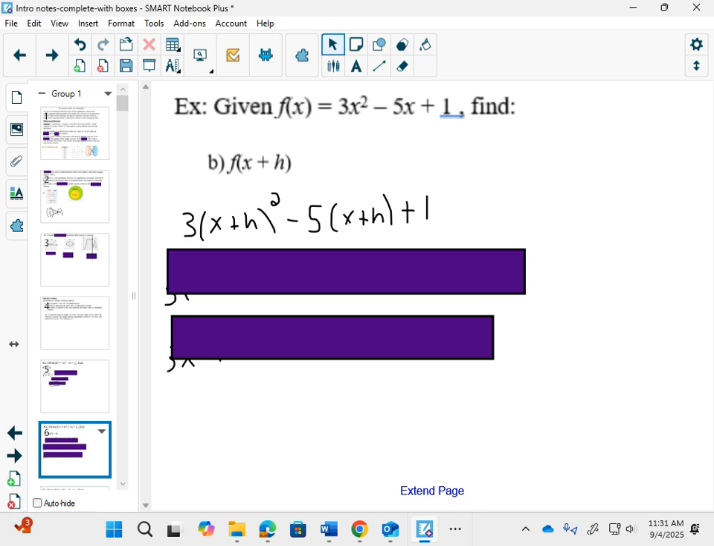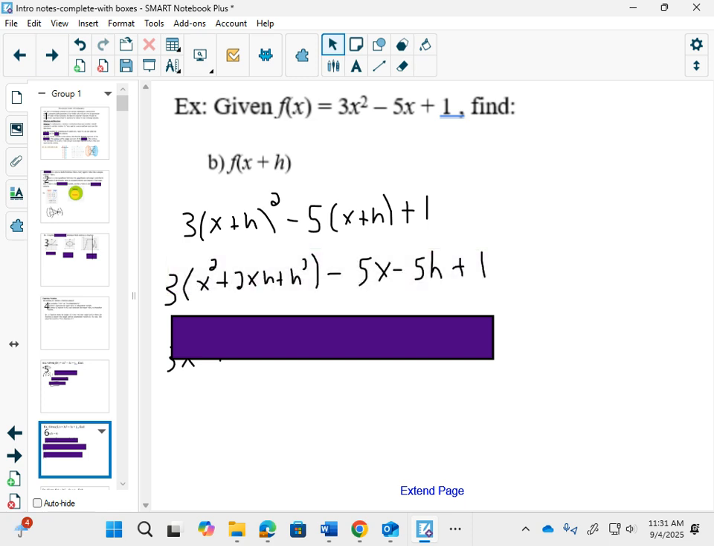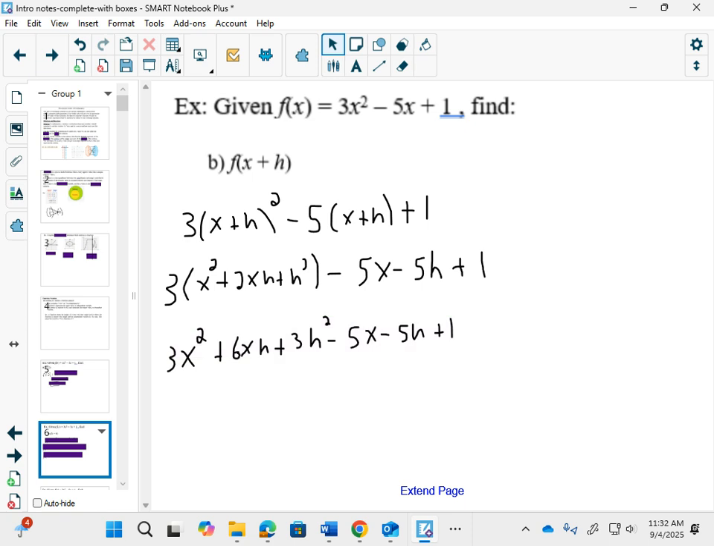f of x plus h gets squared, minus 5 times x plus h. And then we would have to do order of operations. So you would square the x plus h, and then multiply out. And you get this big, crazy thing: 3x squared plus 6xh plus 3h squared minus 5x minus 5h plus 1.